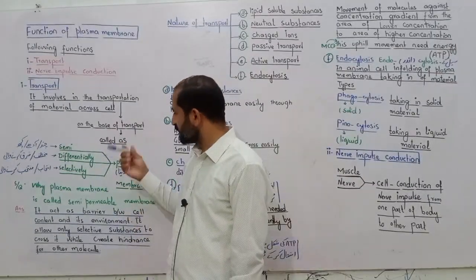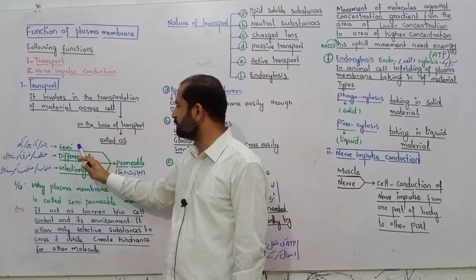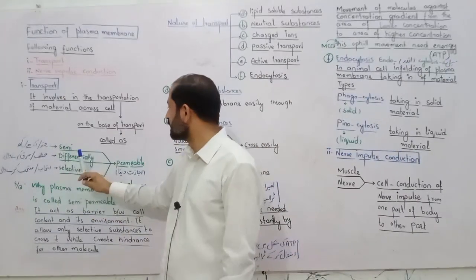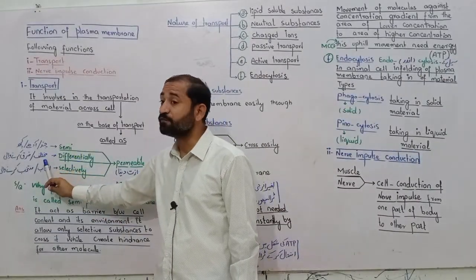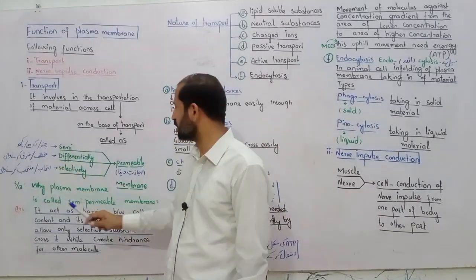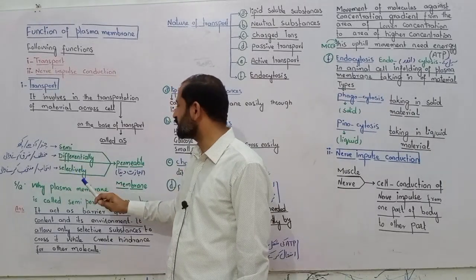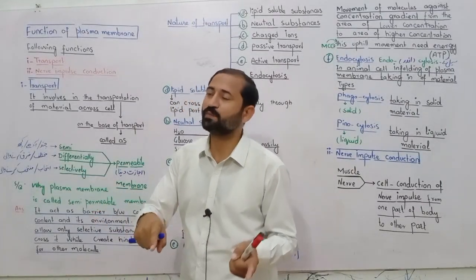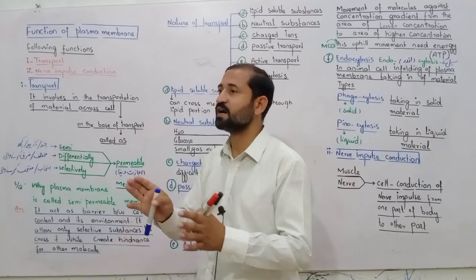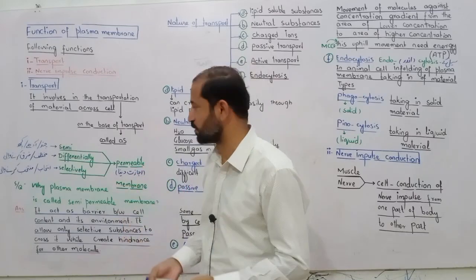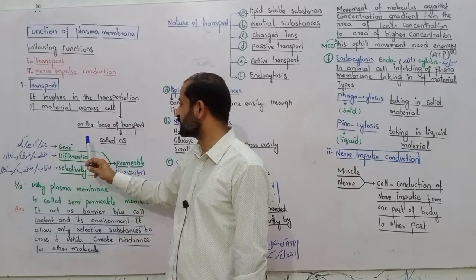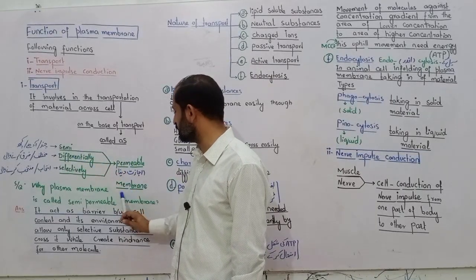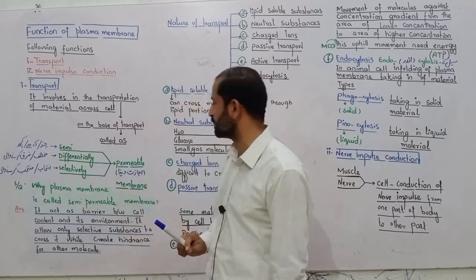Why? It is because semi means half or some, differentially means different, not all, and selectively means it selects some molecules to cross the plasma membrane, whereas it causes hindrance for the majority of molecules. That's why it is called a semi-permeable, differentially permeable, or selectively permeable membrane.